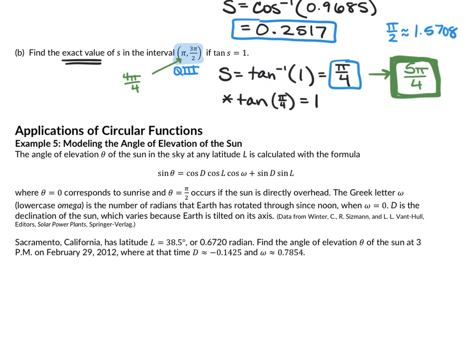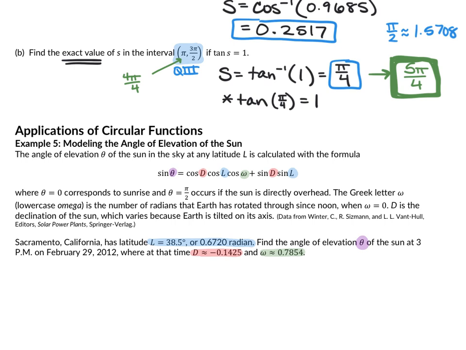Our actual question here says Sacramento, California has a latitude of L equal to 38.5 degrees or 0.6720 radians, which means all the places I have L, I'm going to change to that radian measure because it's an angle. It wants me to find the angle of elevation theta of the sun at 3 p.m. on February 29th, 2012, where at that time, D is equal to negative 0.1425, and omega is going to be equal to 0.7854. I missed a D here.